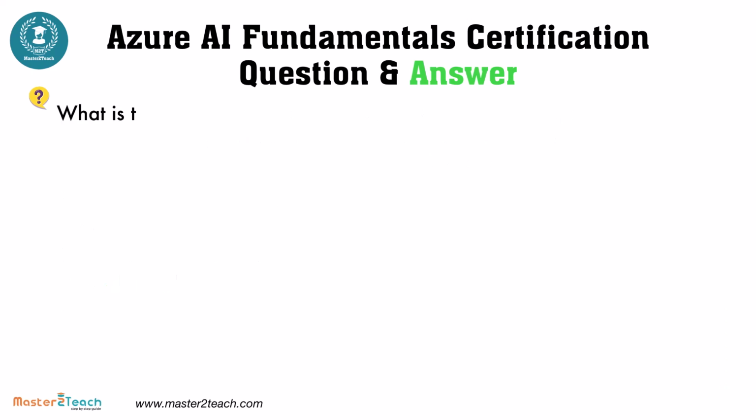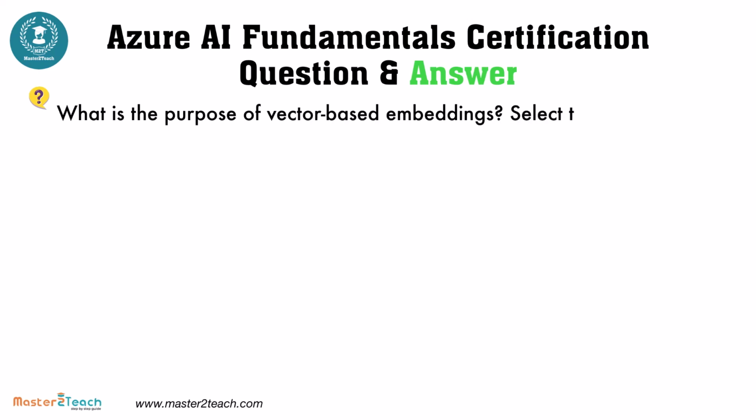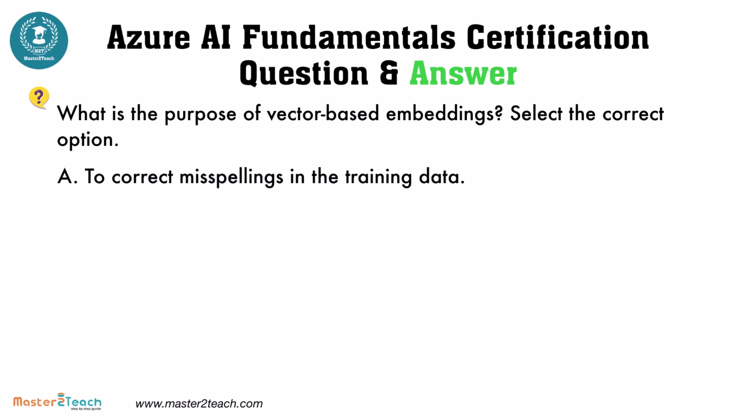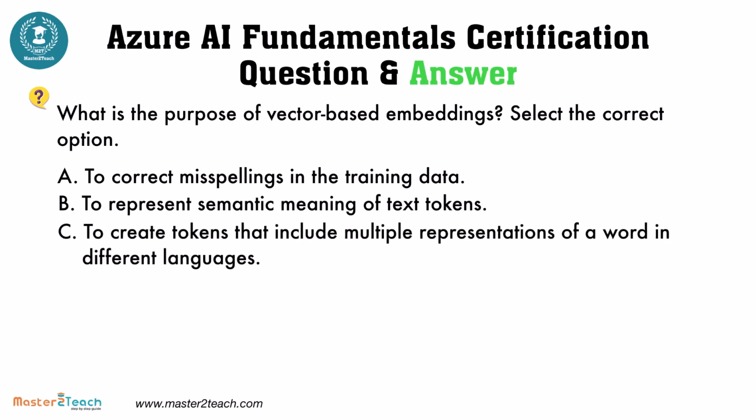What is the purpose of vector-based embeddings? Select the correct option. The options are A. To correct misspellings in the training data, B. To represent semantic meaning of text tokens, C. To create tokens that include multiple representations of a word in different languages.